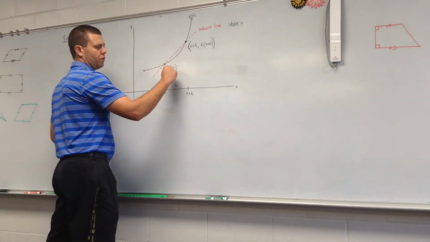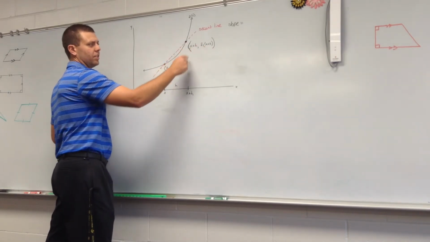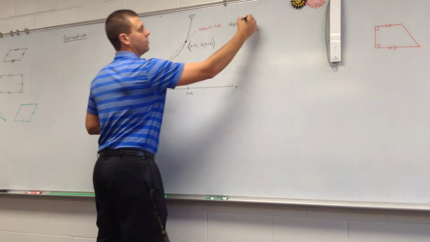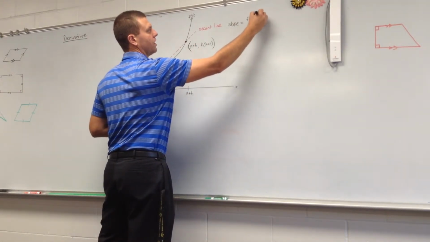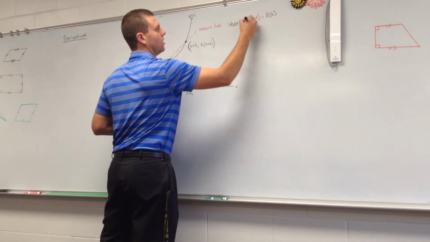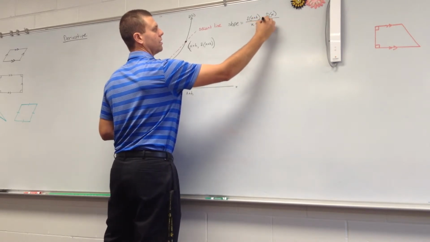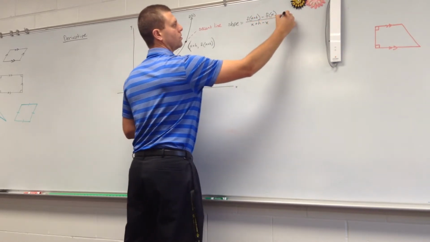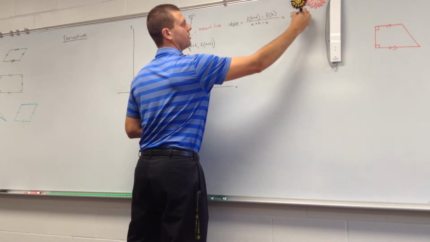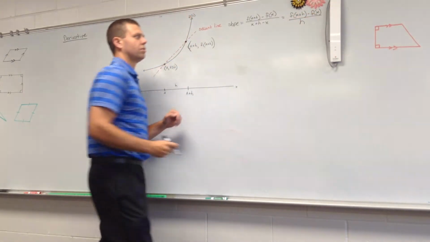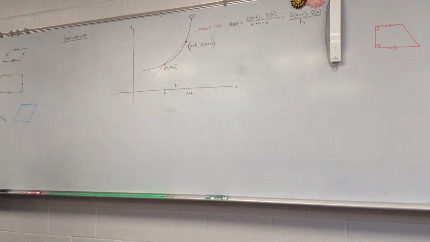I'm going to do this one minus this one. Okay? So f of x plus h minus f of x over x plus h minus x. So over x plus h minus x, so really just over h. So you get f of x plus h minus f of x, all over h. That would be your slope of the secant line. That's right, because it's the difference.